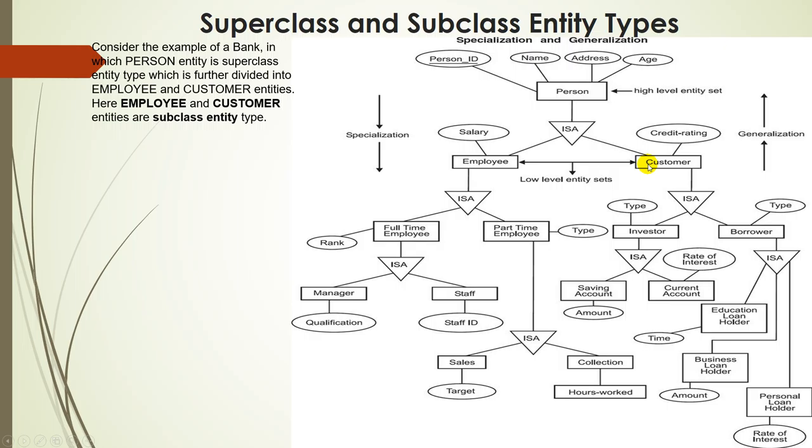Another special type of person is the customer. Again, customer has five fields. Four fields come from the parent: person ID, name, address, age come from person, and one more field: credit rating.